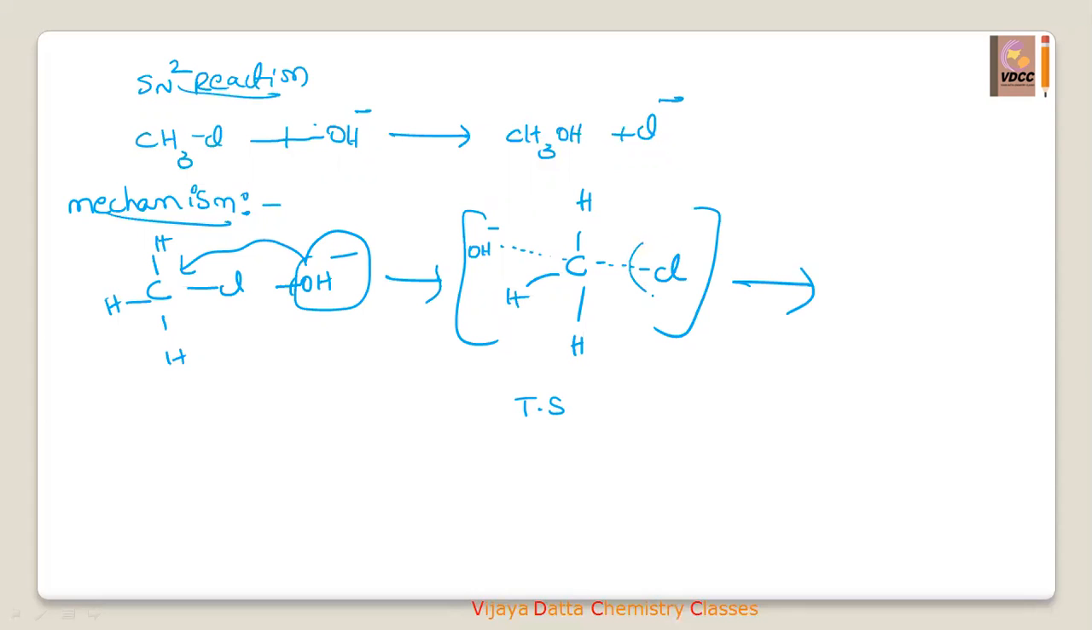Immediately the bond between the carbon and chlorine will break and Cl minus comes out. Then the bond between the carbon and OH will be strengthened and it forms CH3OH. So this is what CH3OH. If you write like this, there is no change. CH3OH, CH3Cl, only Cl is replaced by OH. But here, if you observe, what is the product? Here, this is called SN2 reaction. This is called SN2 reaction.